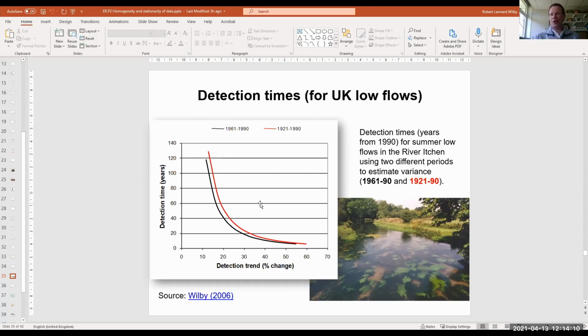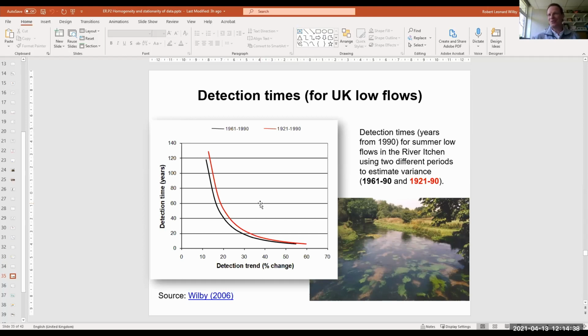And for the vast majority of the rivers in the UK, the answer is we're not going to be able to detect a climate change signal in our river flows this century. There's too much variability from one year to the next, and the expected climate change scenario, the signal is too small relative to the very large variability.